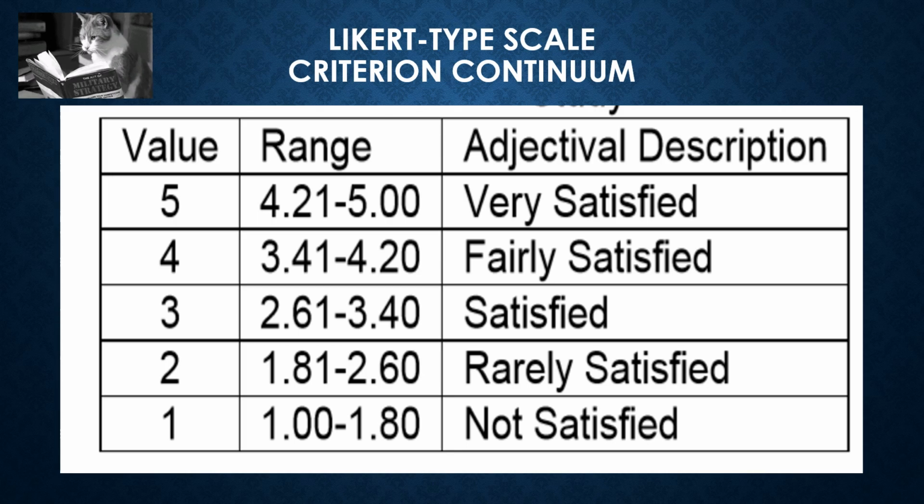So the values are from 5 to 1, and we have very satisfied, fairly satisfied, satisfied, rarely satisfied, not satisfied. For the range, for example, if the score or the mean is 3.40, where does it belong? Yes, it belongs to satisfied. So let's continue.